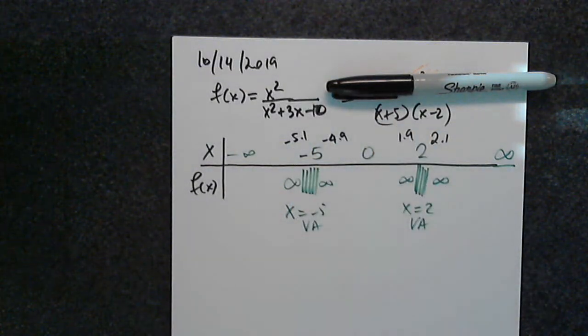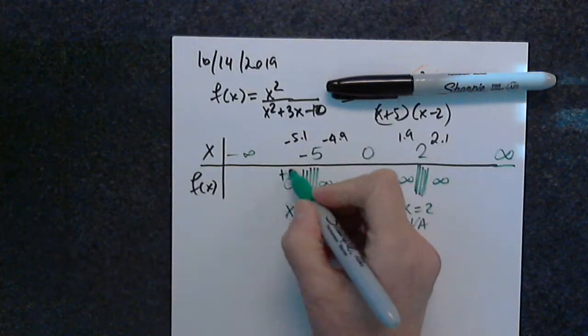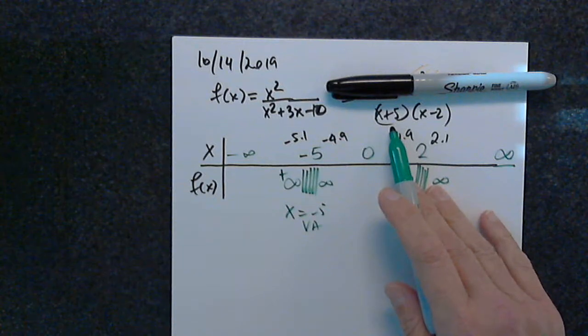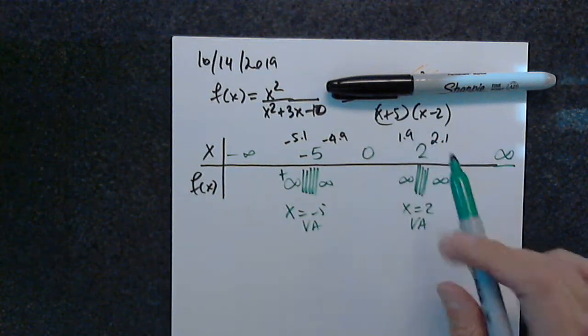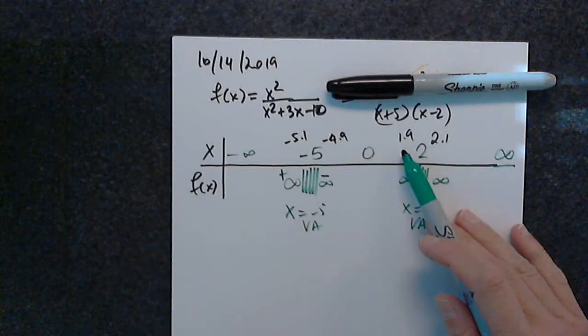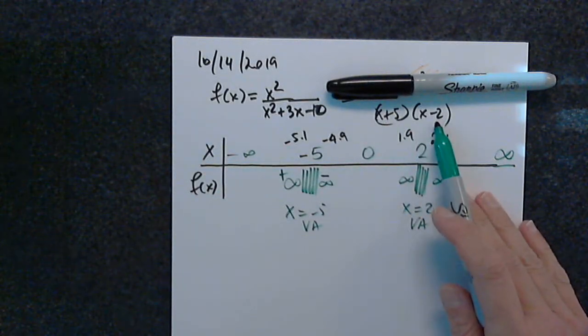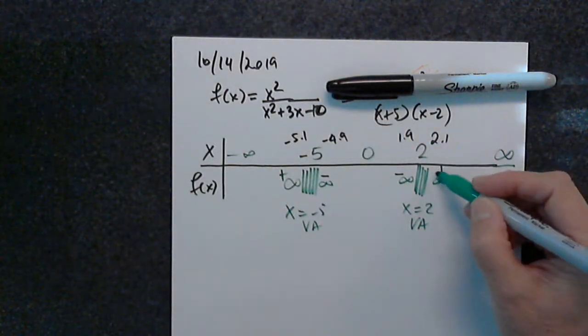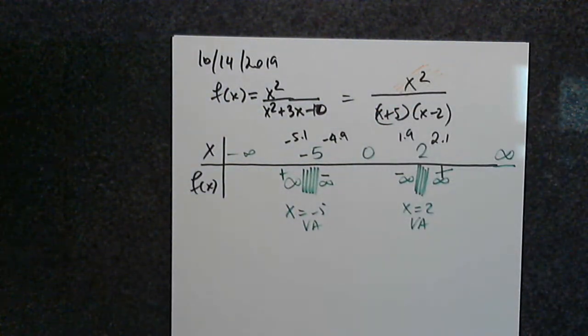What is the sign then? Good. With negative 4.9, this is positive, and this is negative. With 1.9, this is positive, but this is negative. And with 2.1, everything is positive. You understand that the sign at the top will always be positive and will not affect the result. So I don't want you to waste your time plugging in something that is always positive.